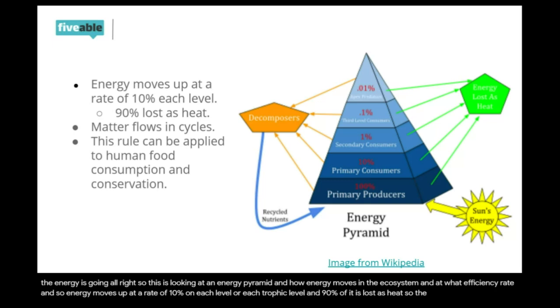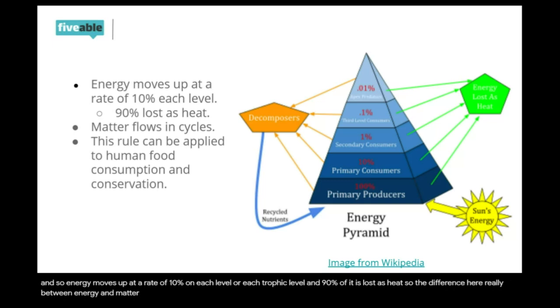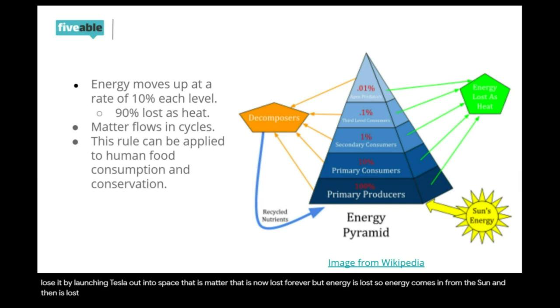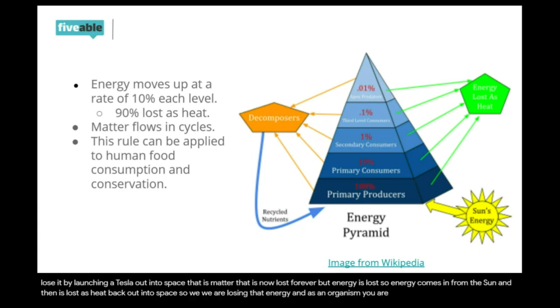So the difference here really between energy and matter is that matter is going to constantly be flowing in a cycle. We don't lose matter from the planet unless we lose it by launching a Tesla out into space. That is matter that is now lost forever. But energy is lost. So energy comes in from the sun and then is lost as heat back out into space. So we are losing that energy. And as an organism, you are constantly burning energy and losing it as heat.